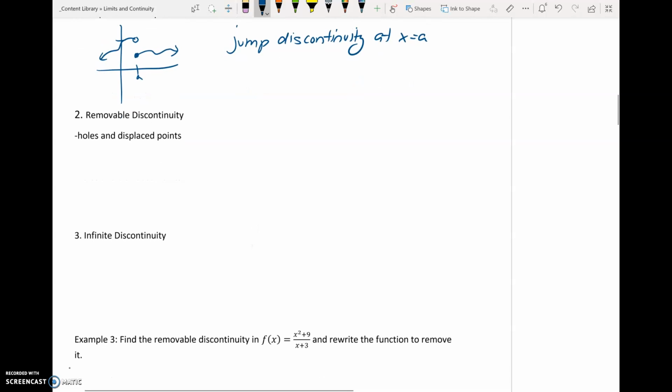Another type is a removable discontinuity. So holes and displaced points is what takes place in these types of graphs. So here's an example of a linear graph with a hole in it. A displaced point is a point that exists at x equals a, but it's not at the same y value. So here we have a hole at x equals a.